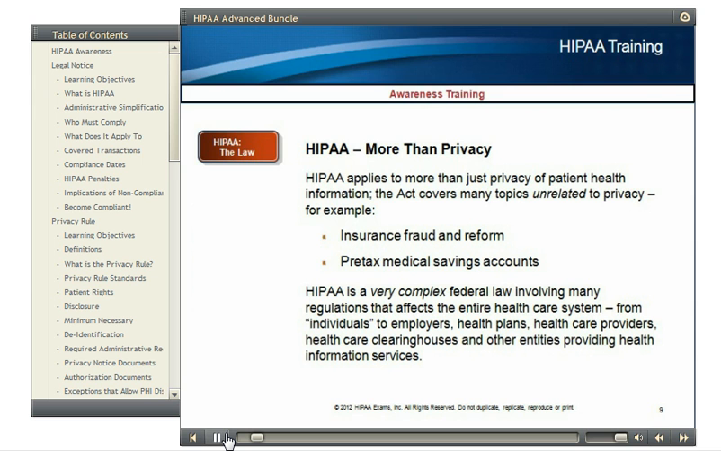HIPAA, more than privacy. HIPAA applies to more than just privacy of patient health information. The Act covers many topics unrelated to privacy. For example, insurance fraud and reform, pre-tax medical savings accounts. HIPAA is a very complex federal law involving many regulations that affects the entire healthcare system, from individuals to employers, health plans, healthcare providers, healthcare clearinghouses, and other entities providing health information services.